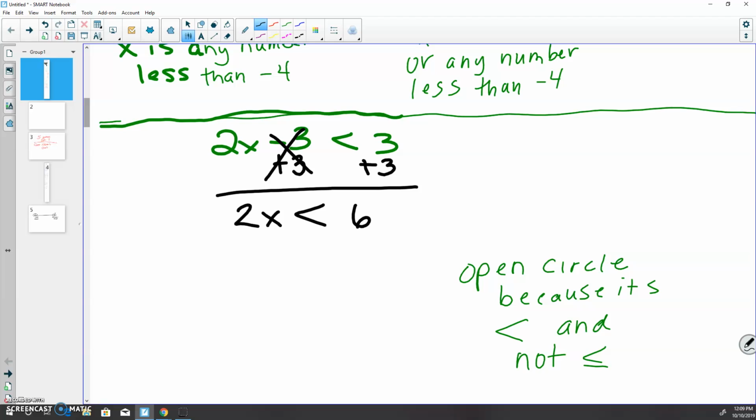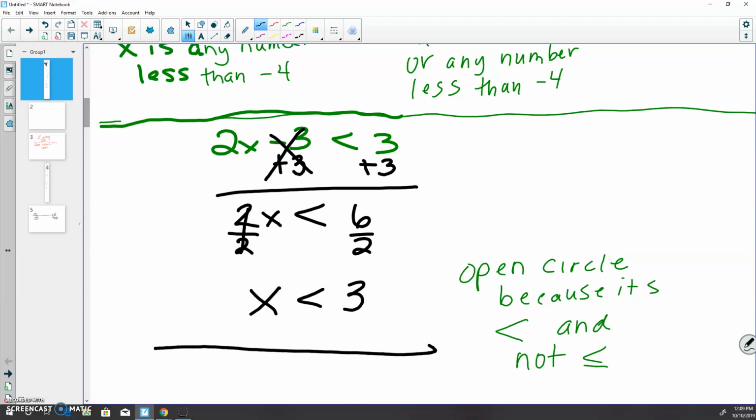How do I break 2 and x apart? Divide. It's 2 times x. It doesn't tell you what the letter is. Do the opposite. Opposite of times is divide. So x, your sign, 3.